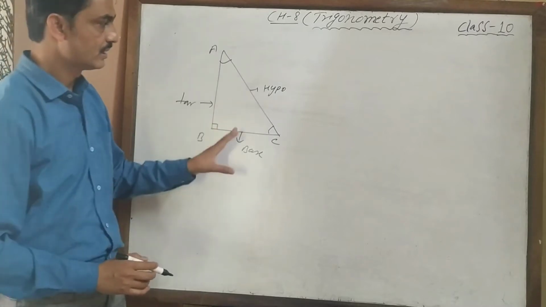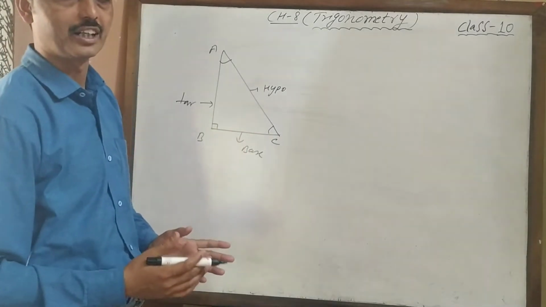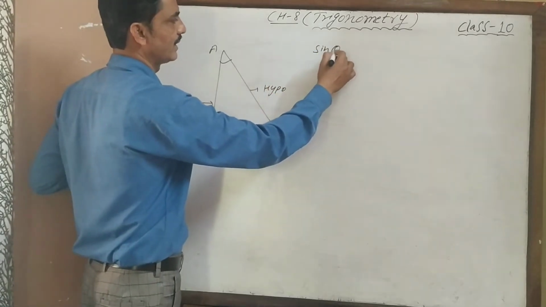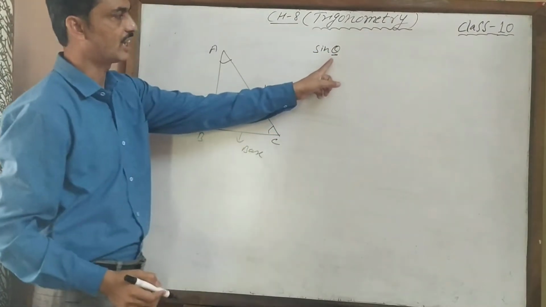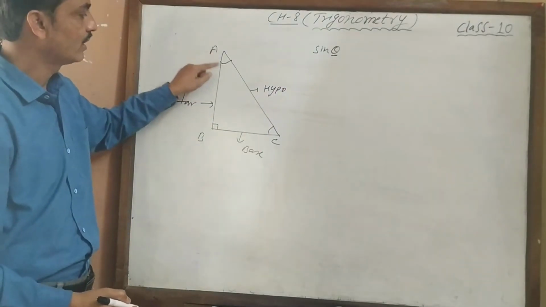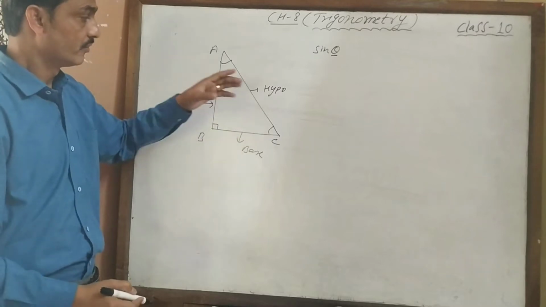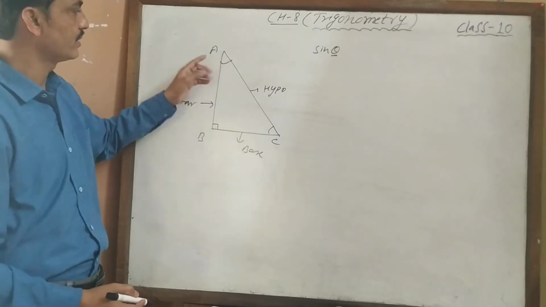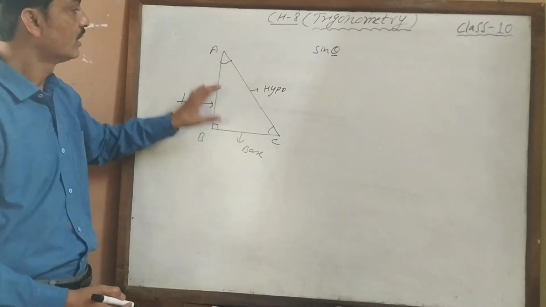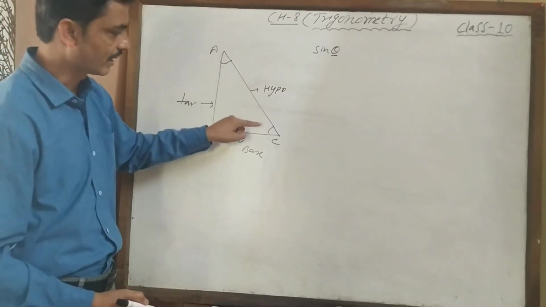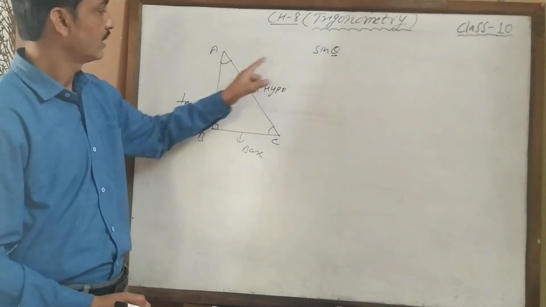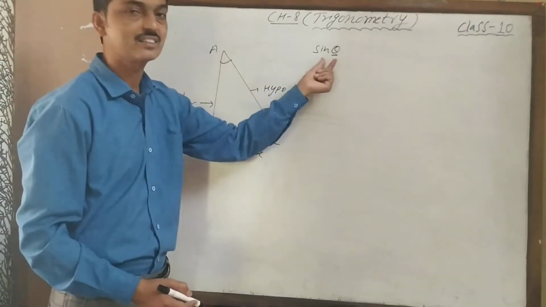Now, here we introduce some ratios, that is sine theta. What is theta here? Theta represents an angle, an acute angle. Either it may be angle A or it may be angle C. We will establish the relationship between the angle and the sides of a right angle triangle for angle A as well as angle C. Theta represents an angle.